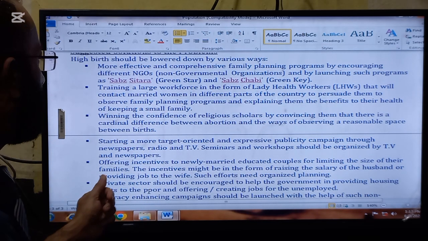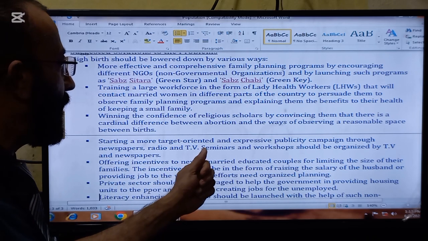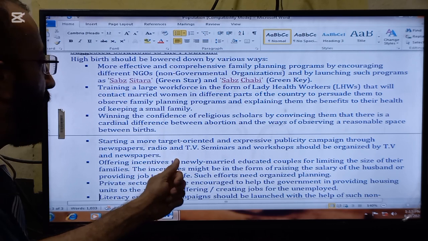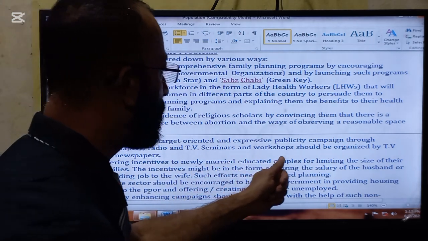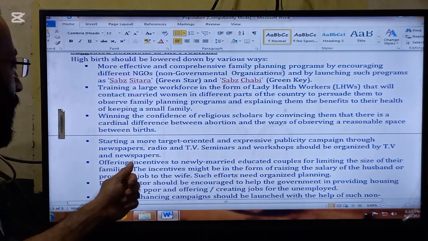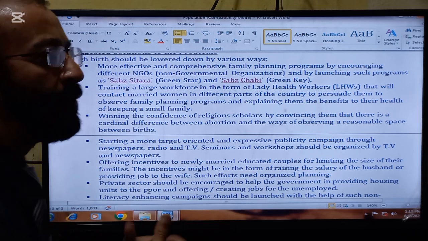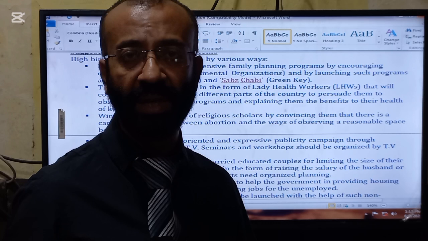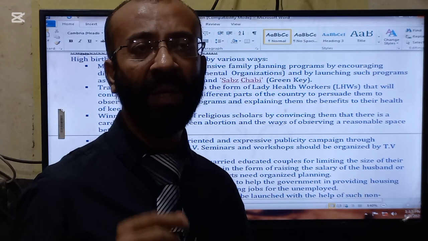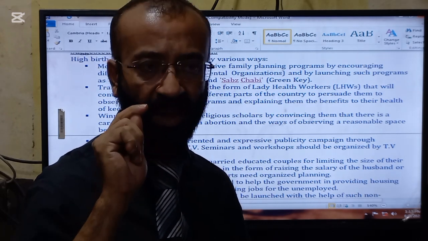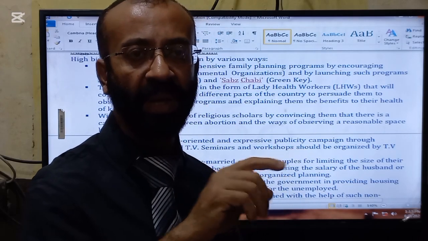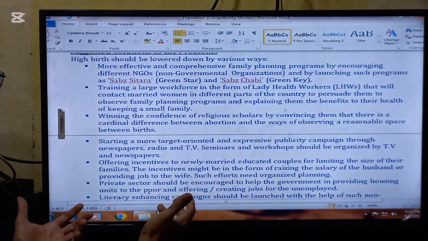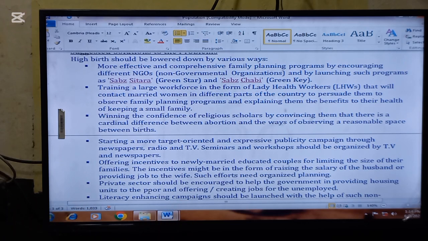Next is starting a more target-oriented and expressive publicity campaign through newspapers, radio, and TV. Seminars and workshops should be organized by TV and newspapers. So we have to be open. We cannot afford to be conservative. We have to understand these people and explain the benefits of keeping a small family. So these are some ways of controlling the high population growth rate.